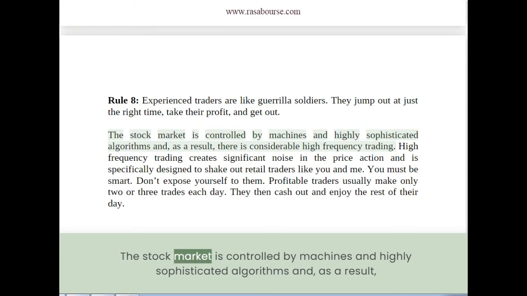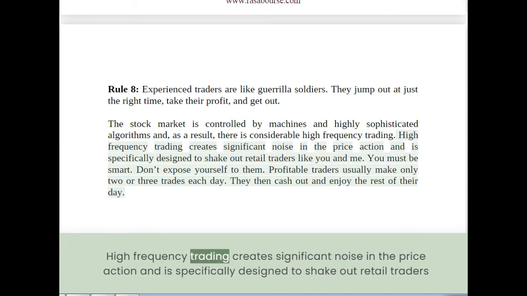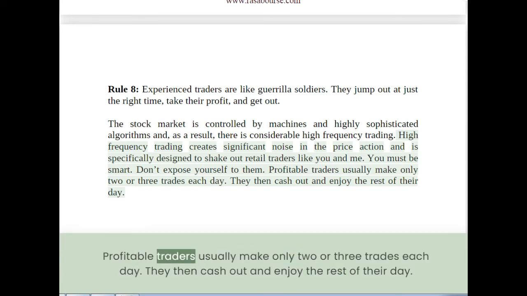The stock market is controlled by machines and highly sophisticated algorithms, and, as a result, there is considerable high-frequency trading. High-frequency trading creates significant noise in the price action and is specifically designed to shake out retail traders like you and me. You must be smart. Don't expose yourself to them. Profitable traders usually make only 2 or 3 trades each day. They then cash out and enjoy the rest of their day.